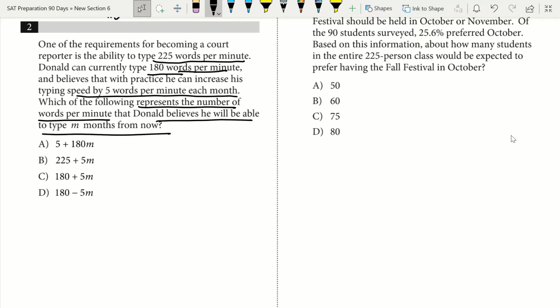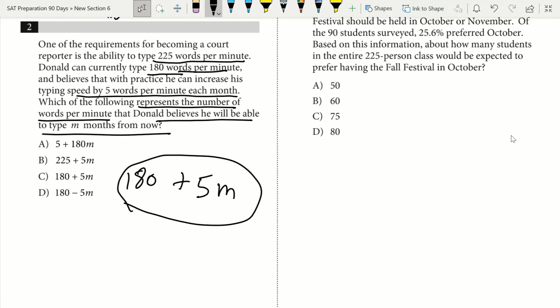n months from now? All right, well, he's typing 180 right now, and we know that it says that he will increase his typing speed by 5 words per minute each month, m. So we know that his equation for his typing speed m months from now must be 180 plus 5m. So that's going to be answer choice C.